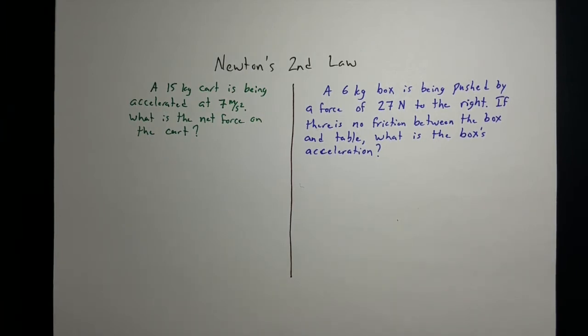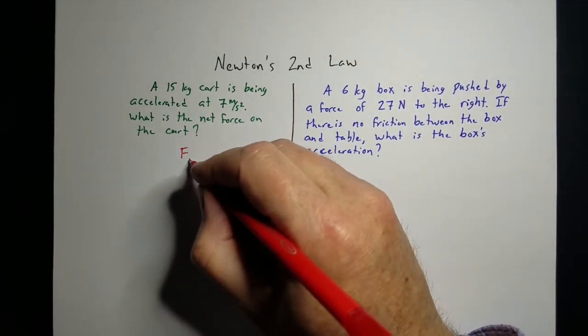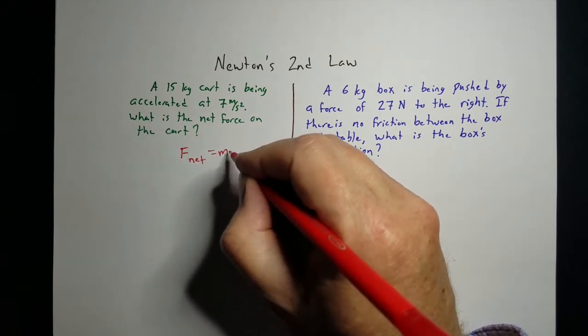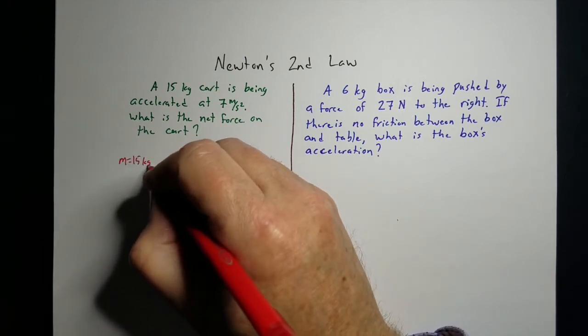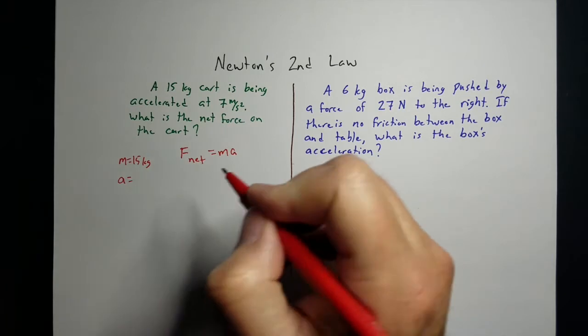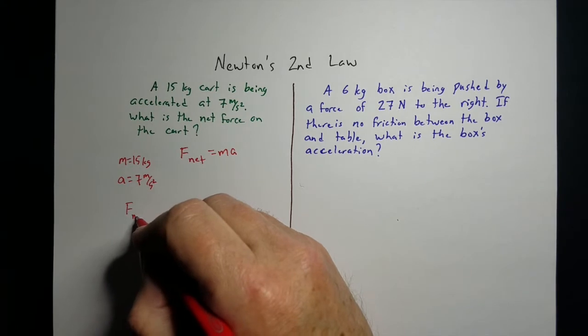And on it, we've got a 15 kilogram cart being accelerated at 7 meters per second squared, and I want to find the net force on the cart. It doesn't mention anything about friction or anything holding the cart back. And so for this, we're just going to use F net equals ma, where the mass is 15 kilograms. The acceleration was 7 meters per second squared, and we're looking for the net force.